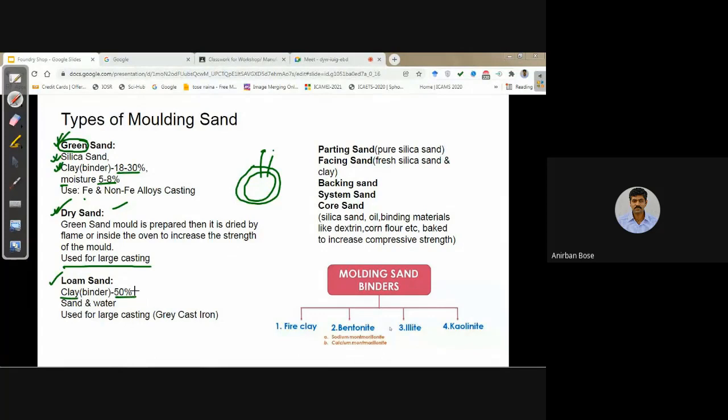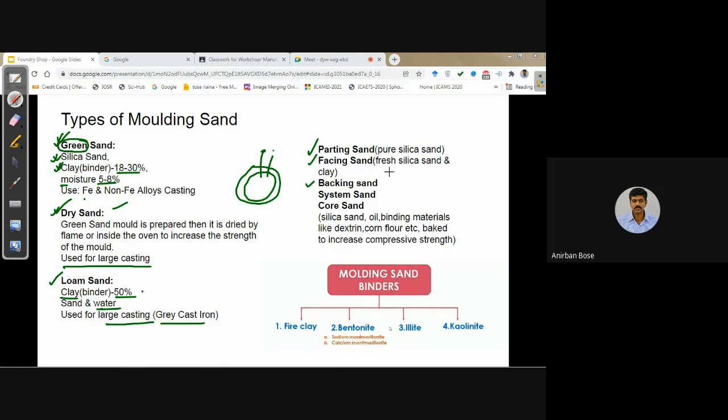But in loam sand, clay is around 50%, and the remaining is silica sand, and some amount of water is also there. So it has more plasticity. Plasticity is much higher in the case of a loam sand compared to the green sand. And it is used for very large castings, typically gray cast iron castings. Now a few important terms, like parting sand.